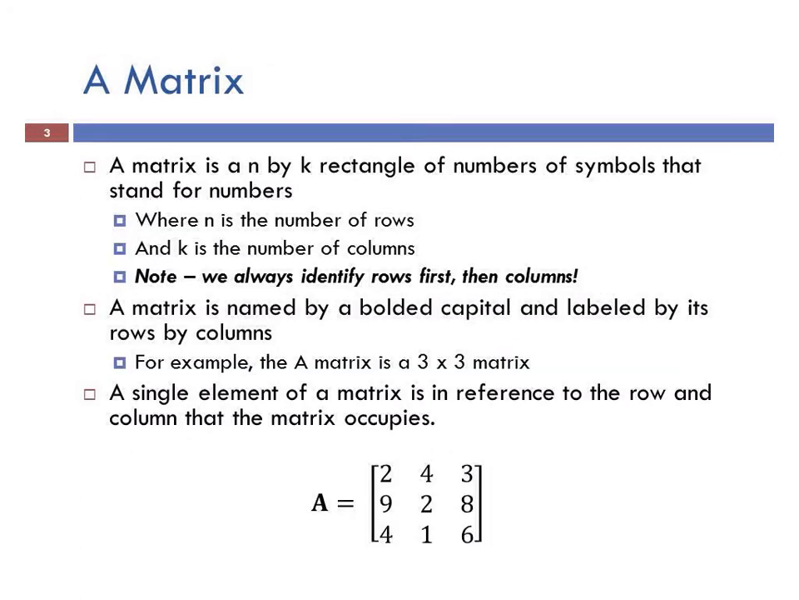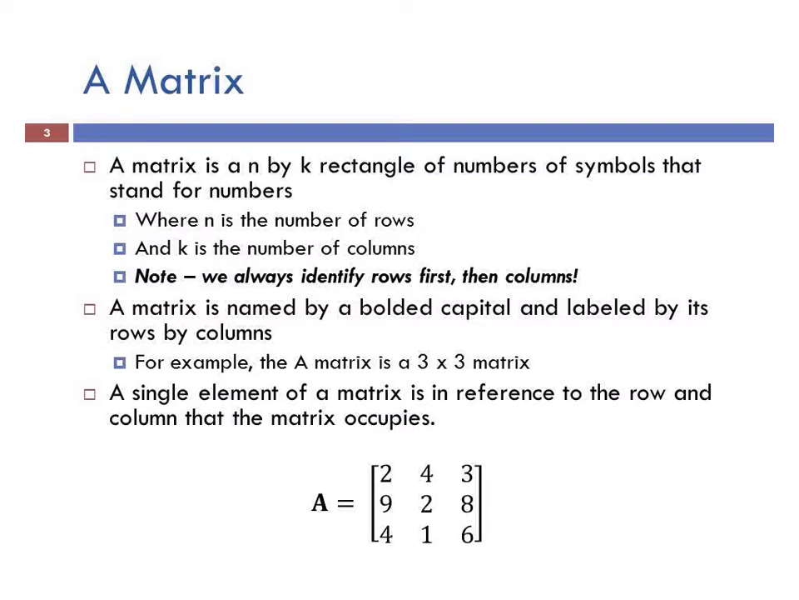Now, a matrix is an n by k array of rectangles that stand for numbers, where n is the number of rows. As we see here below, we have 3 rows, and k is the number of columns. We have 3 columns. Note that whenever we talk about matrices, we always say rows by columns. So if I say something is a 3 by 3 matrix, it's going to be 3 rows, 3 columns. If I said something was a 2 by 4 matrix, it would have 2 rows and 4 columns.